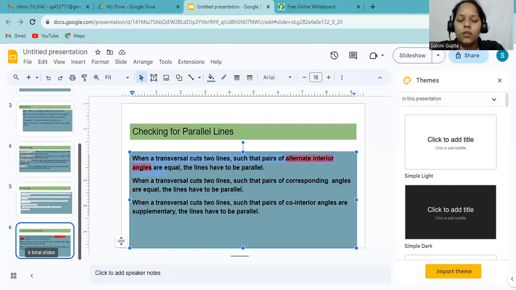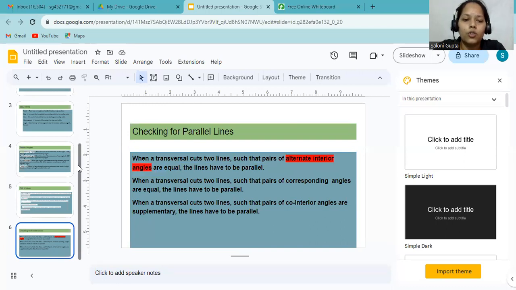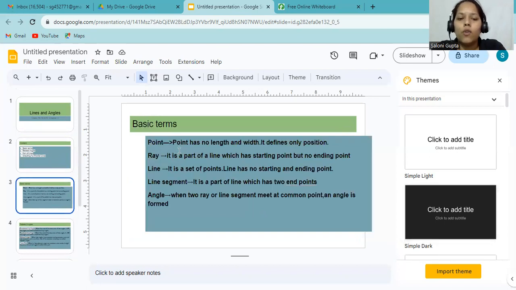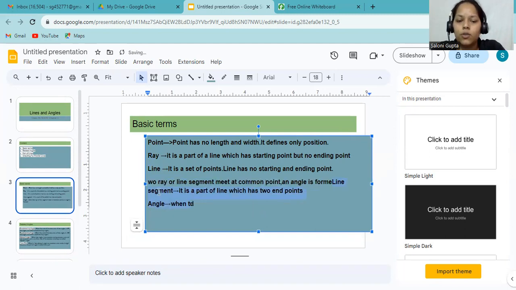So what we discussed in this video: first we learned about the basic terms and terminology. We learned what a point is, what a ray is, what a line segment is, and what an angle is. I told you that a point has no length and width, and it defines only position. Then a ray is a part of a line which has a starting point but no ending point. The line is a set of points which has no starting and ending point.